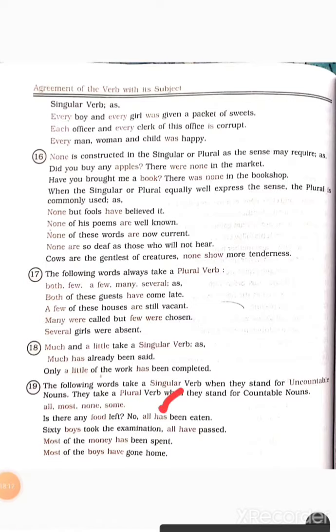All has been. Okay. Sixty boys. Boys is a countable noun. Countable noun means you can count. You can count boys. So that is why plural. Most of the money. Money here is an uncountable noun. So that is why has. Next, most of the boys have gone. Boys is also a countable noun. So that is why have.